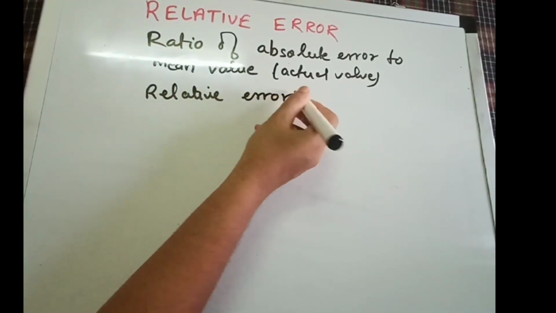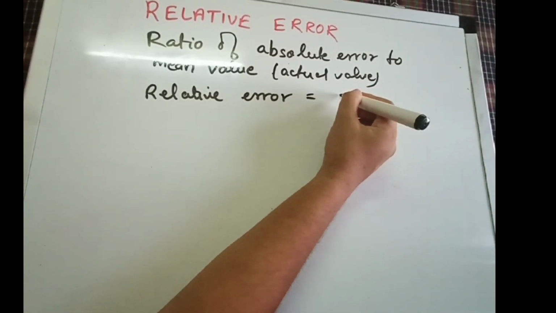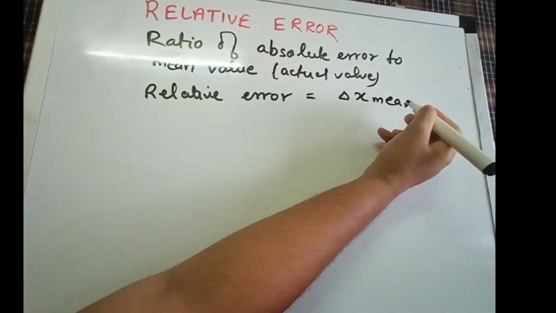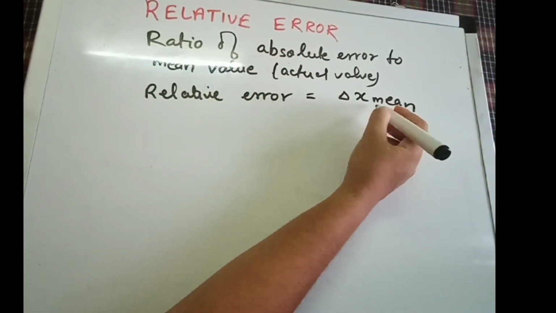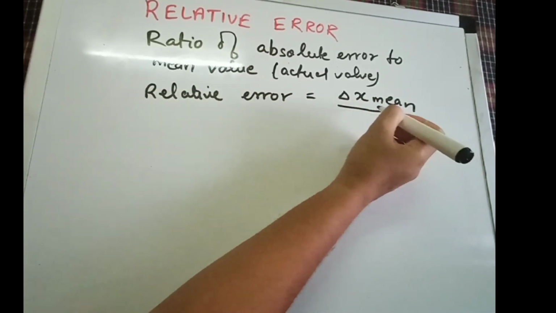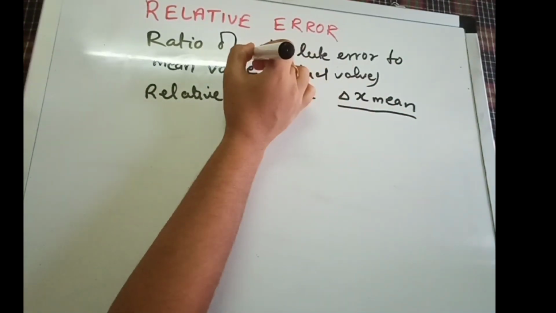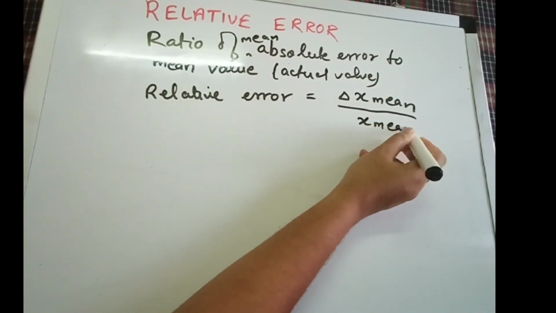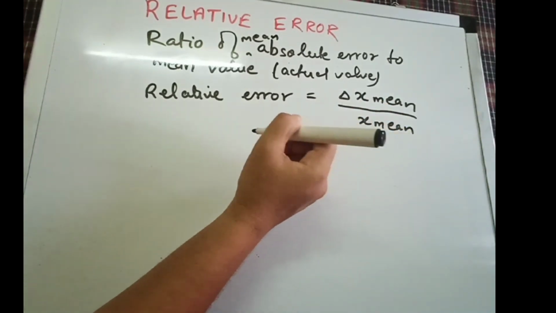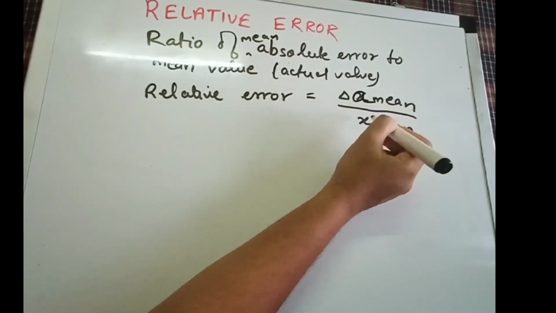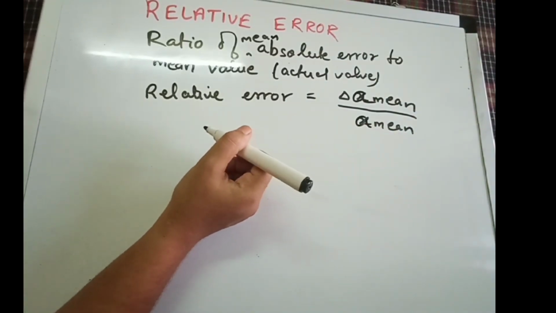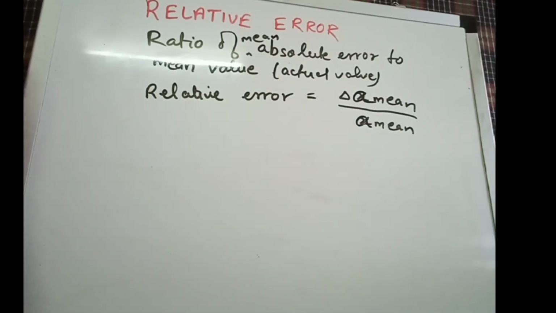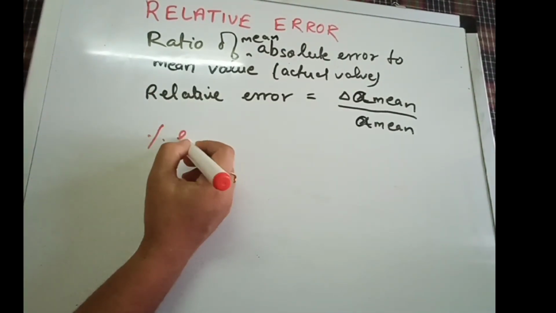mean absolute error, that means delta A mean. So relative error equals delta A mean divided by A mean. As I told you, in some books they write it as X also, or we can write it as A. So this is the mean absolute error divided by A mean or X mean. You can use X or A. Please don't get confused by different books. So this is relative error, which is the ratio of delta A mean that we just found out divided by the true value A mean.